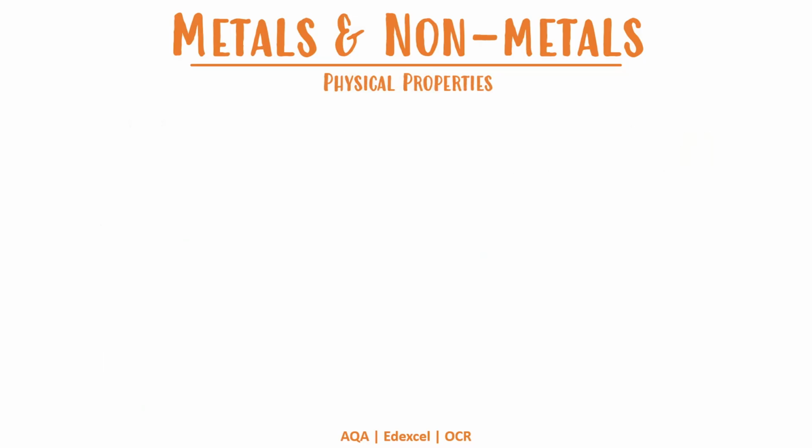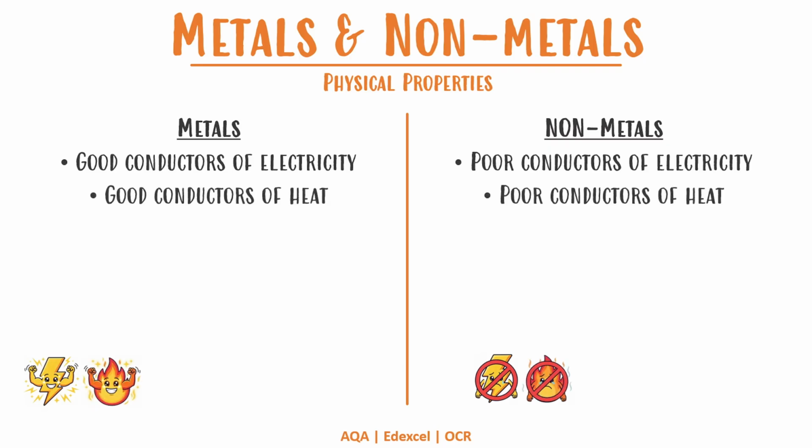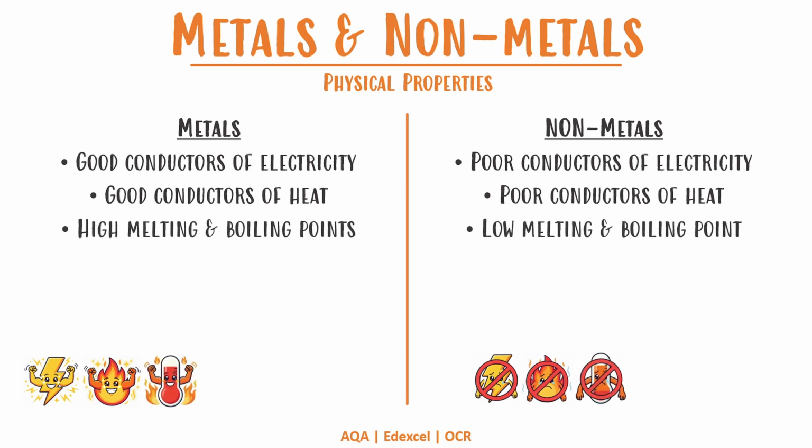In terms of physical properties, this is where the two split, and they are pretty much opposites of one another. So, focusing on our metals, they are good conductors of electricity, but also of heat, and they have relatively high melting and boiling points. And you can see here our non-metals are the opposite.